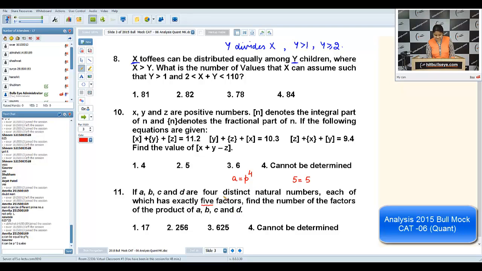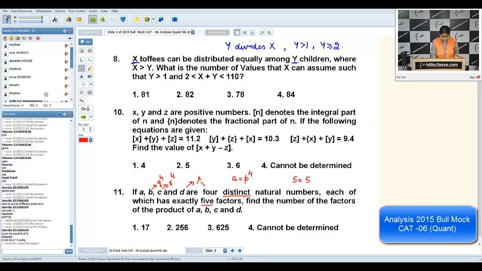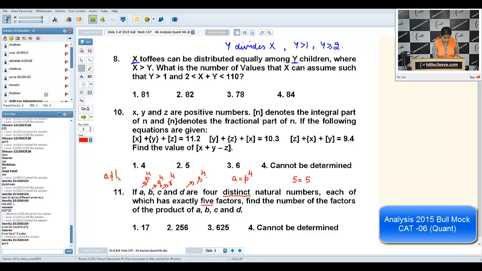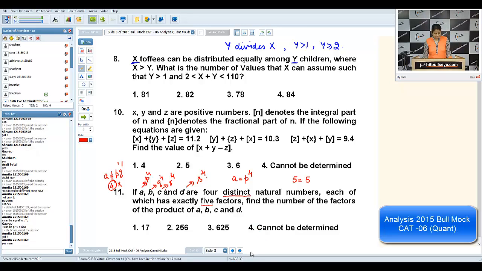And it is saying that A, B, C, D, they are distinct natural numbers. That's why the remaining numbers will be in the same formation but with different primes. That's why A will be P raised to power 4, B will be Q raised to power 4, C is equal to R raised to power 4, D it will be S raised to power 4. Amrita, A cannot be equal to PQ. Why so? Because in that case number of factors will be 4, which is obviously not possible in this case. Okay, I'm leaving this question now.